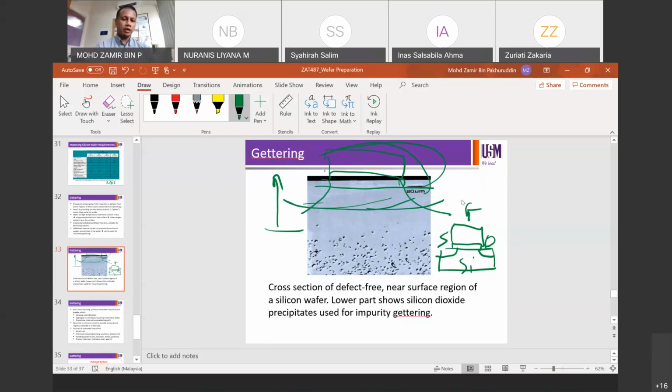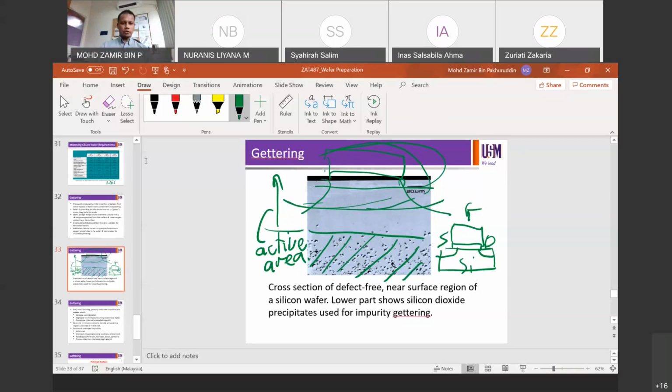This is called active area. Active region is also fine. Active area. Okay, the lower side, on the other hand, is not the active area. You can use this area to collect the impurities, and then they can be removed later on.